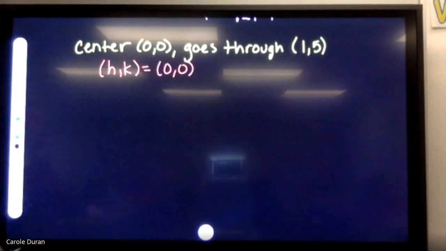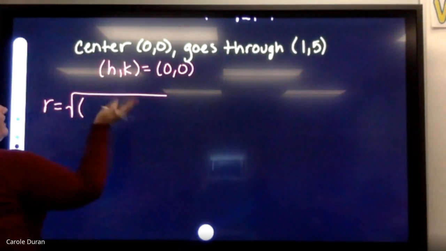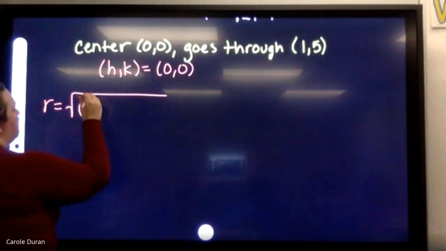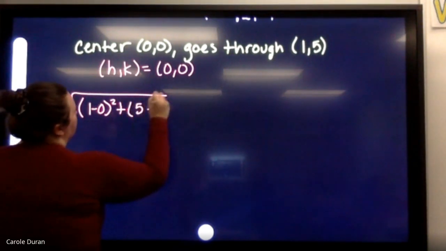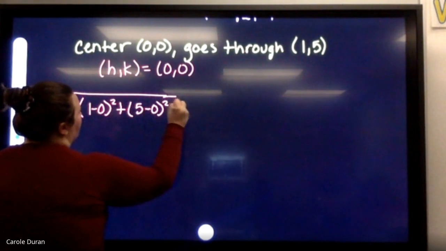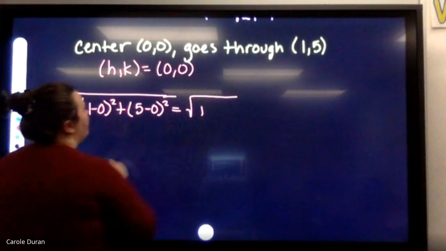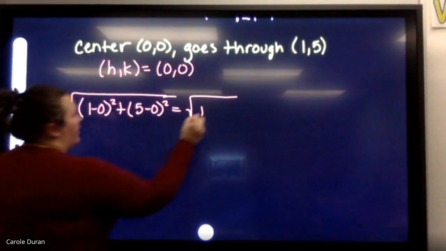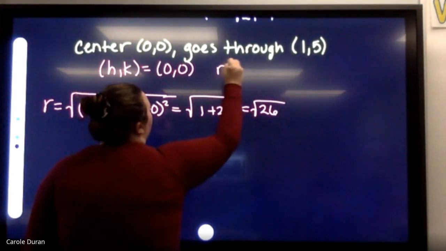Do I know what my radius is right now? No. Was I given the radius? No, but I can calculate it using my distance formula. So r is equal to d, which is the square root of, it doesn't matter the order that you go in, so I'm going to do 1 minus 0 squared plus 5 minus 0 squared. 1 minus 0 is 1, 1 squared is 1. 5 minus 0 is 5, 5 squared is 25. And I get that the radius is equal to the square root of 26.